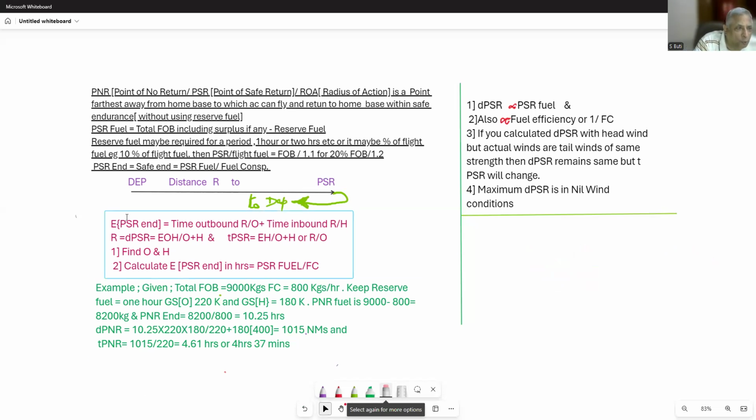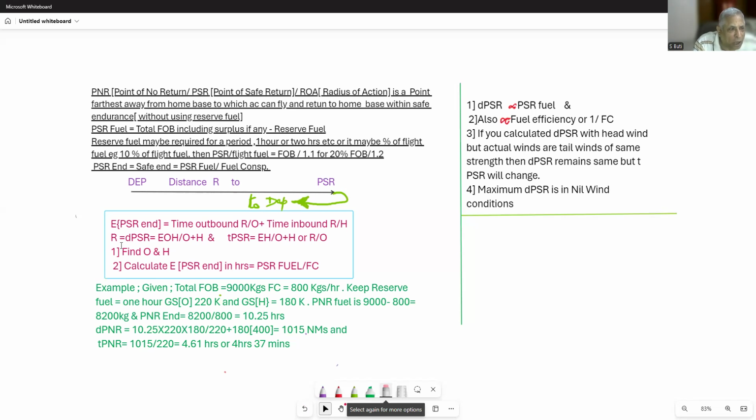Now, how do I calculate this point? Your total endurance, which you have, in this you have to fly outbound, also return home in this particular time. So this will be time outbound. That is this distance r divided by my ground speed outbound, plus the time you will take inbound, same distance r divided by my ground speed on the return, that is home ground speed.